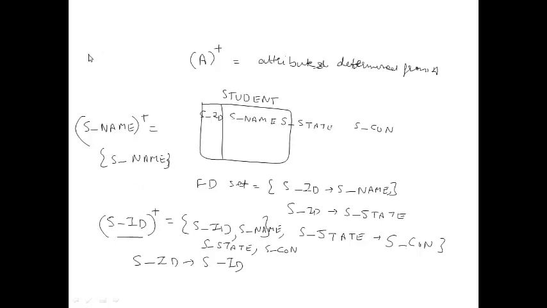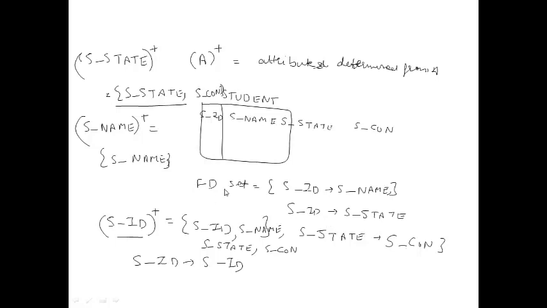If I see the attribute closure of student state, first I will add student state only. Then from student state, I can determine student country, so I will add student country as well. So this is the attribute closure of student state. So we will be given an FD set, and from this FD set, I can determine the attribute closure of any attribute or set of attributes.